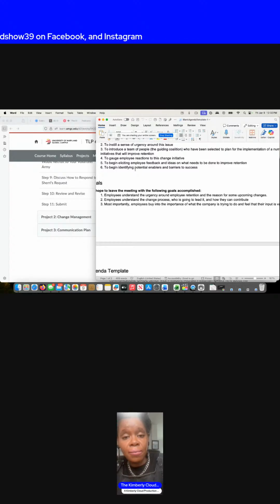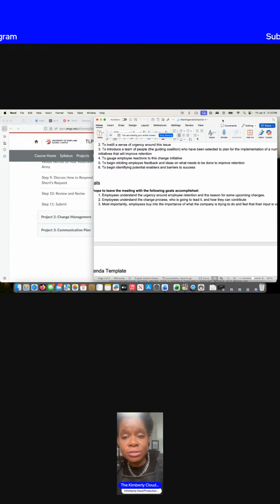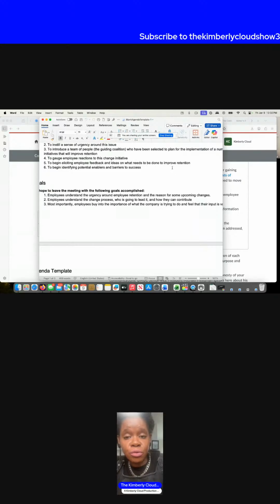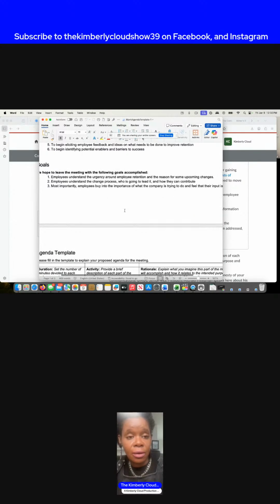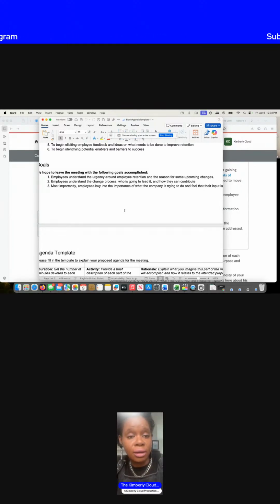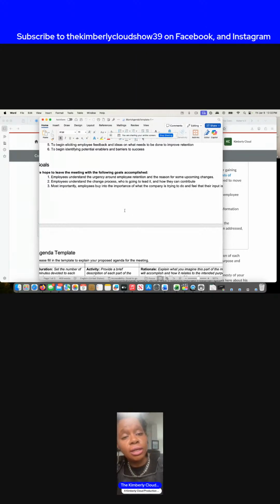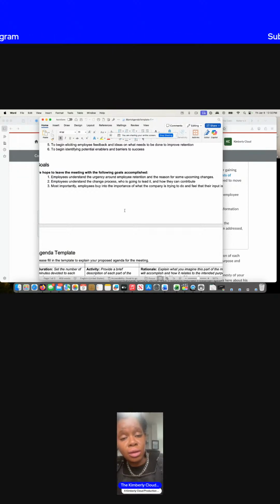to begin eliciting employee feedback and ideas on what needs to be done to improve retention, to begin looking at employee feedback and ideas on what needs to be done to improve being hired, to begin identifying potential enablers, things that help or create, and barriers to success.